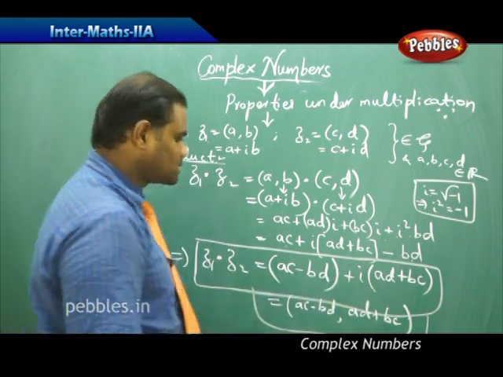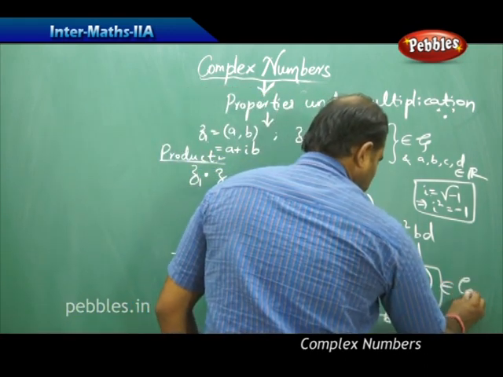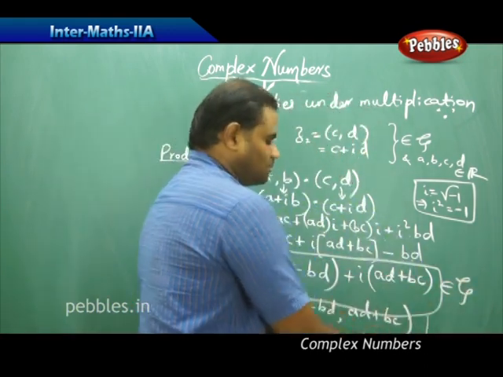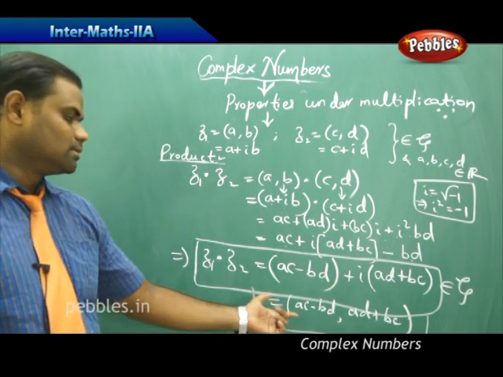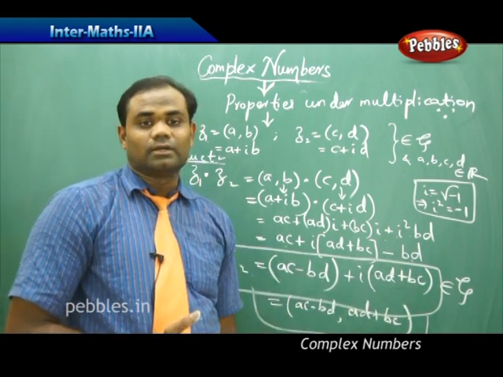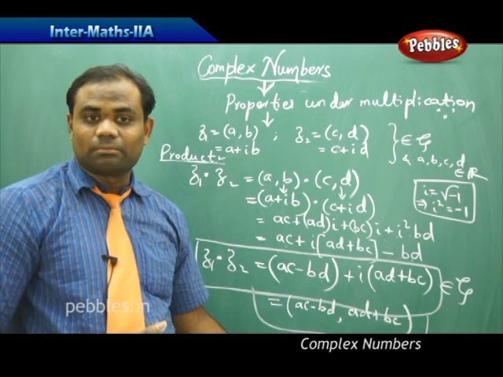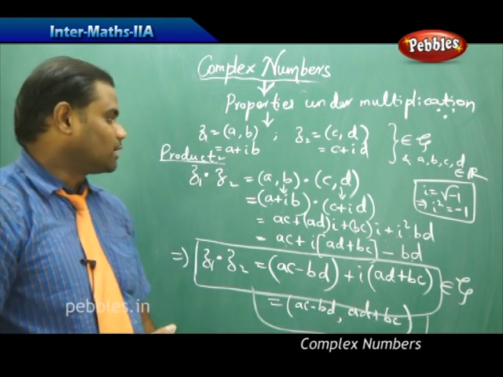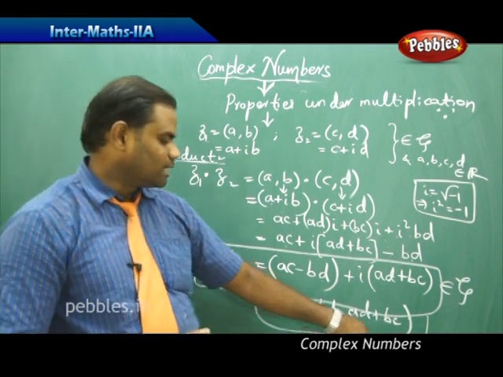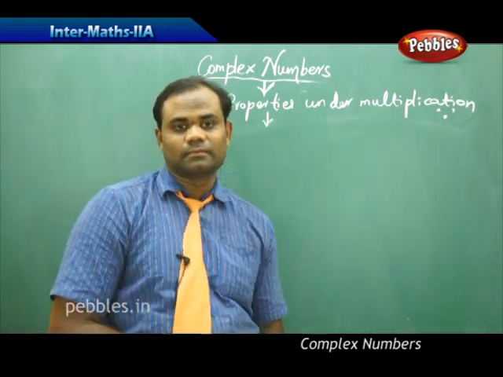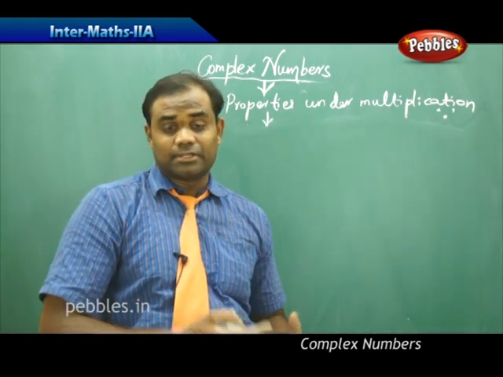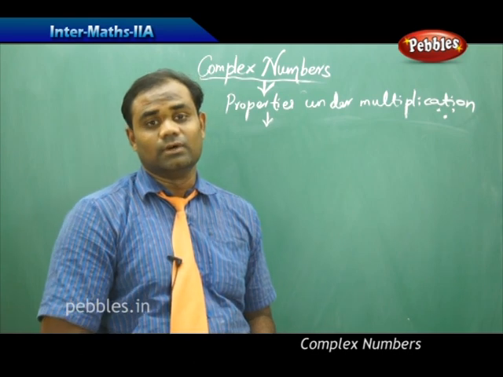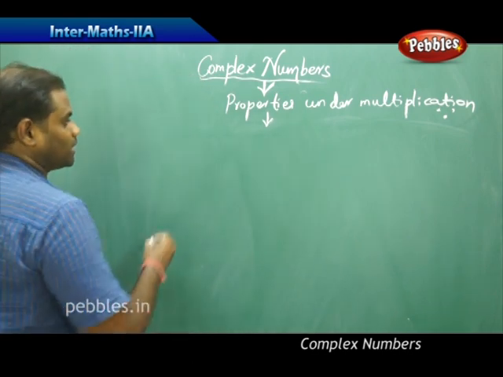And clearly this is a complex number because each of them is a real number, as can be clearly seen. Each of them is a real number, and that is how the multiplication of two complex numbers is defined as (ac minus bd, ad plus bc). Now let's see the closure, associative, commutative, identity and inverse properties involved with multiplication.